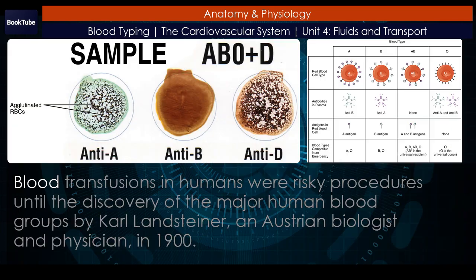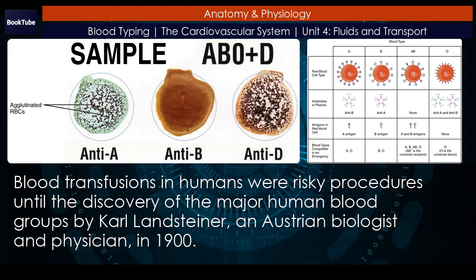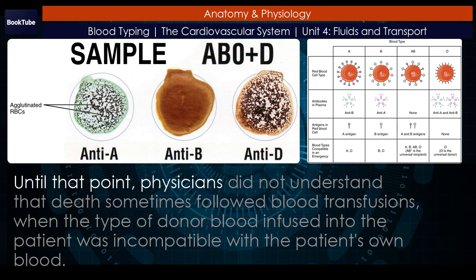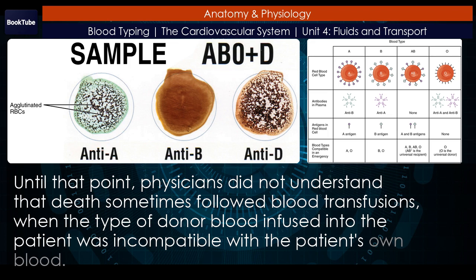Blood typing. Blood transfusions in humans were risky procedures until the discovery of the major human blood groups by Karl Landsteiner, an Austrian biologist and physician, in 1900. Until that point, physicians did not understand that death sometimes followed blood transfusions when the type of donor blood infused into the patient was incompatible with the patient's own blood.